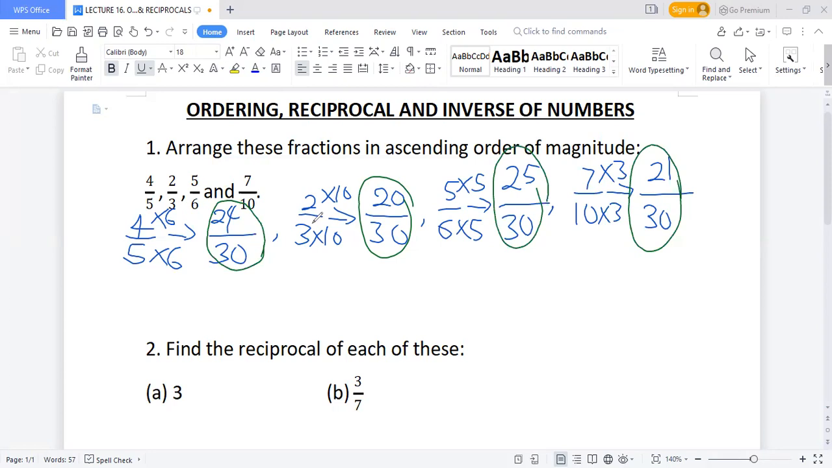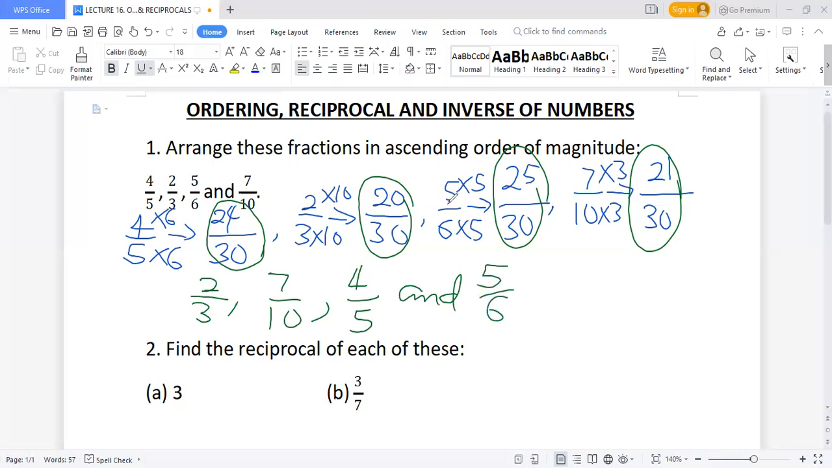So that means 2 over 3 is the smallest that gave 20 over 30, followed by the next one, which is 21 over 30. It was 7 over 10 that became that. After 21, we have 24 over 30, and it was 4 over 5 that became that. And the biggest one is 25 over 30, which was given by 5 over 6.